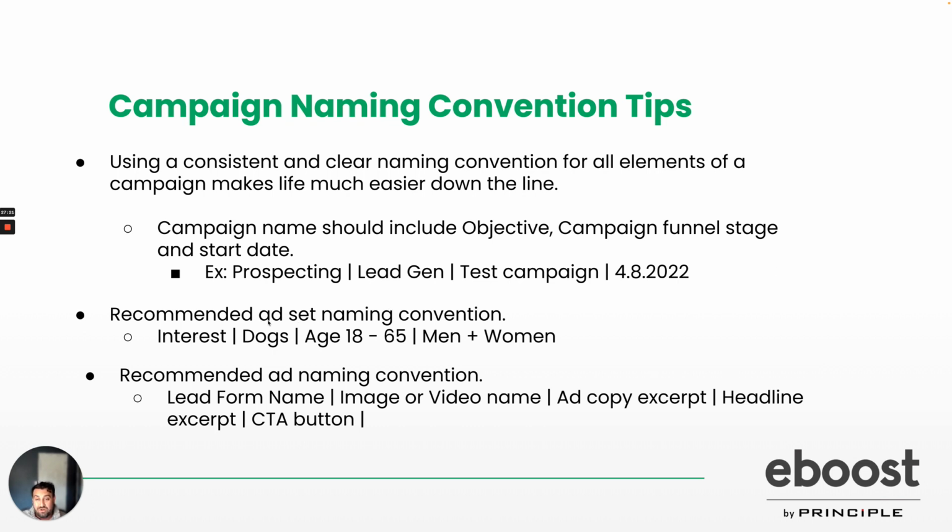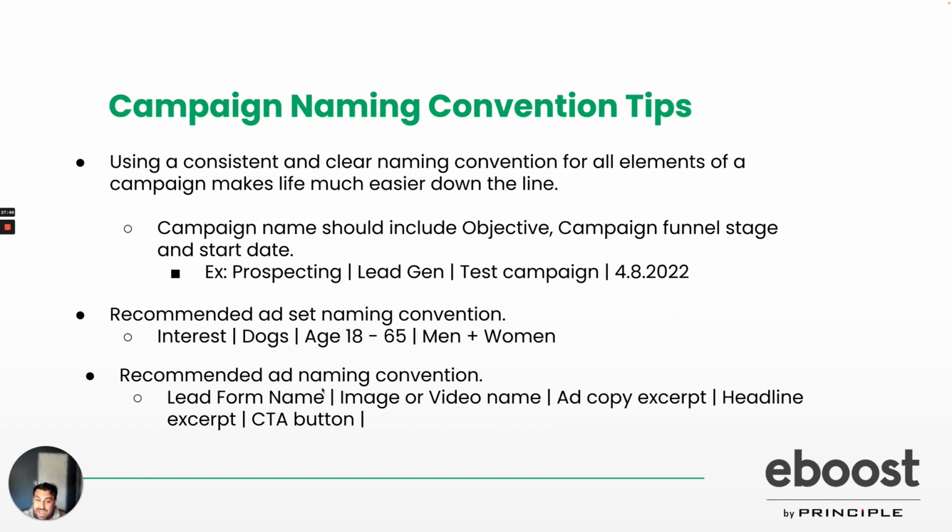Same thing for your ad set. So typically we'll include whether it's interest based, are we targeting people interested in dogs, or are we going to do a lookalike based where we're asking Facebook to find us more people who look like a previously uploaded customer list. You could typically include age range, men, women. You could add anything else you want to the ad set naming convention to kind of help you out.